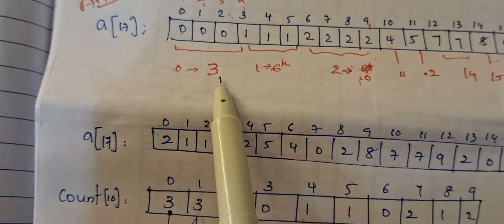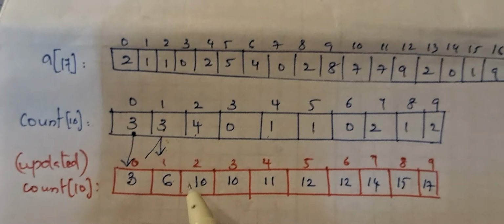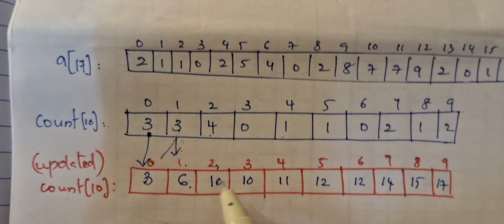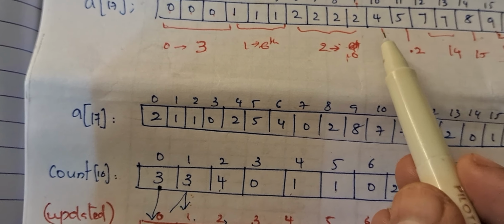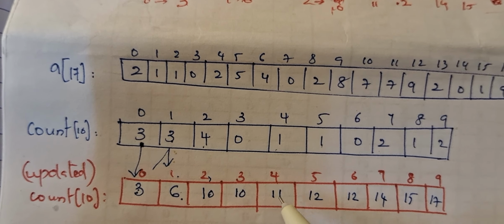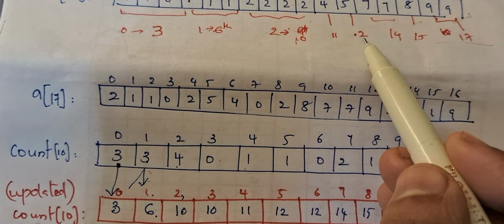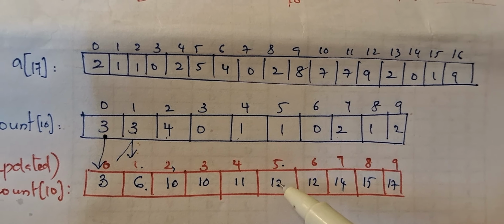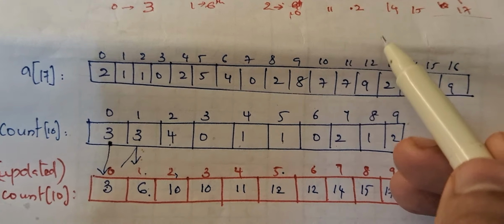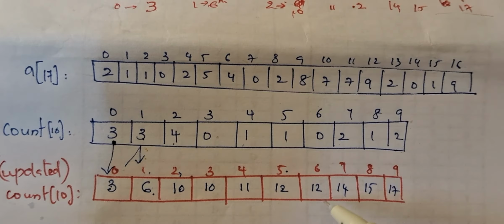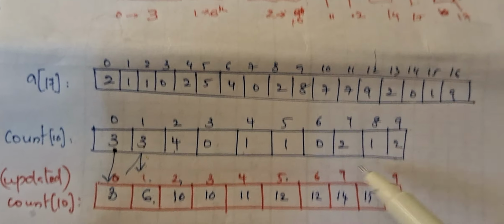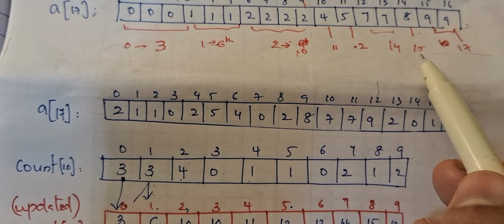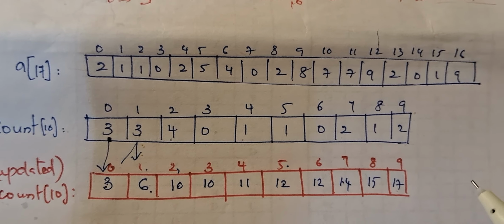0 is in third position, 1 is in sixth position, 2 is in 10th position, 4 is in 11th position. Then 5 is in 12th position, 6 has no elements so the same position, then 7 is in 14th position, 8 is in 15th position, and 9 is in 17th position.